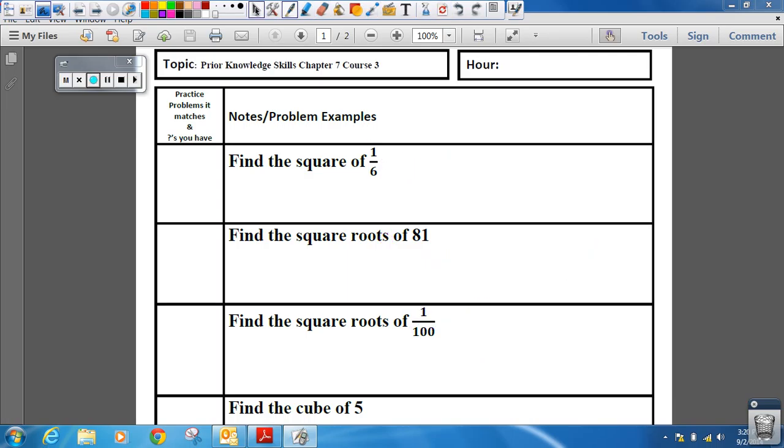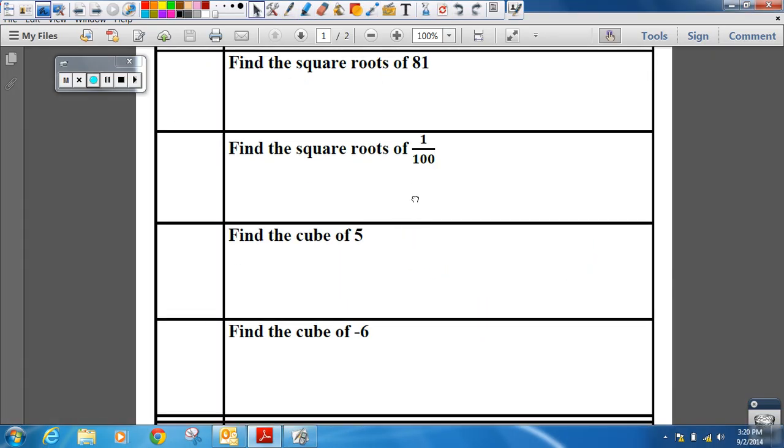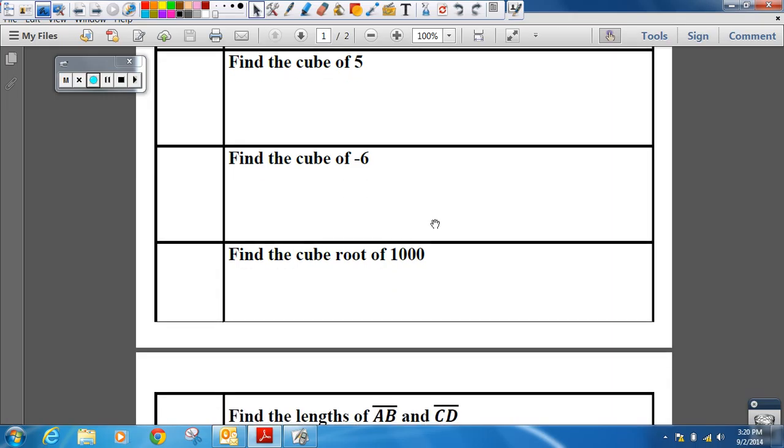The next part that we're going to be looking at is the cube, and cube means taking a number times itself 3 times, or what number times itself 3 times will give you our answer. So to find the cube of 5, we take 5 times 5 times 5, which gives me 125. If you see it written, it'll be 5 cubed.